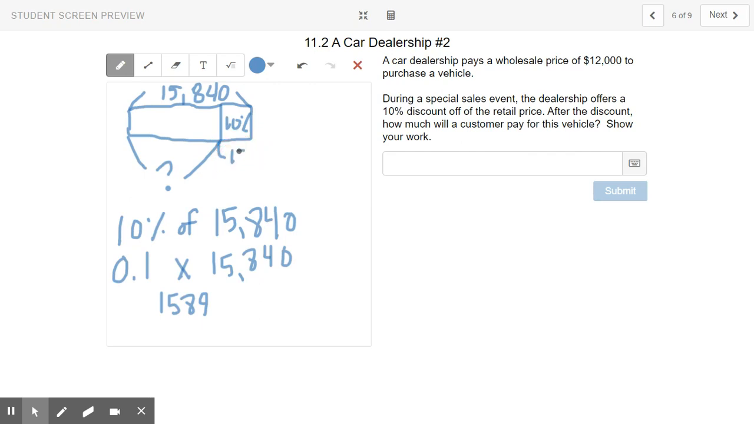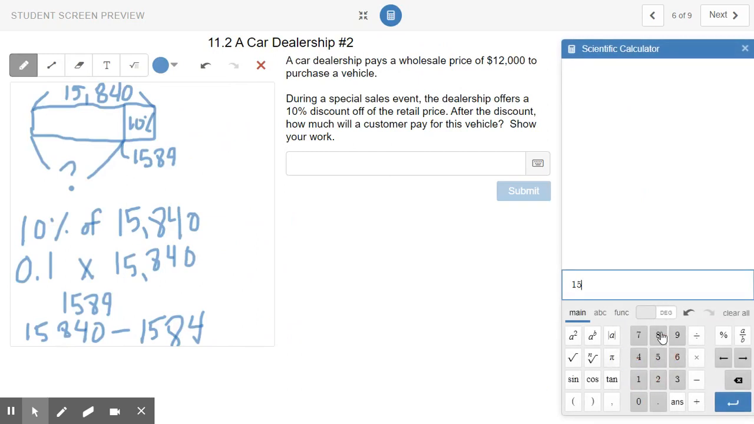But that's not really what they're asking us to find. They want us to find out how much the customer pays after that's taken off. So we're actually now going to have to take the original sale price, right, which is $15,840, and subtract the $1,584. I know these look like nines, but they're fours. So let's try that out. So 15,840.